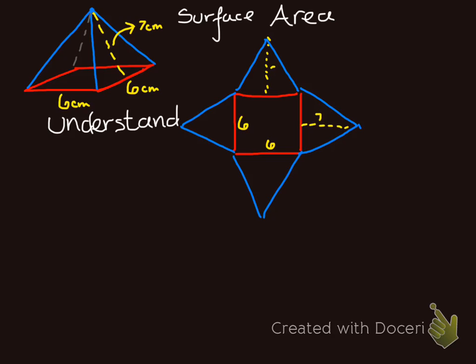So remember, the height of the triangle is 7 centimeters. That's different than the height of the pyramid. Those are the walls. So from the bottom to the top is 7 centimeters.